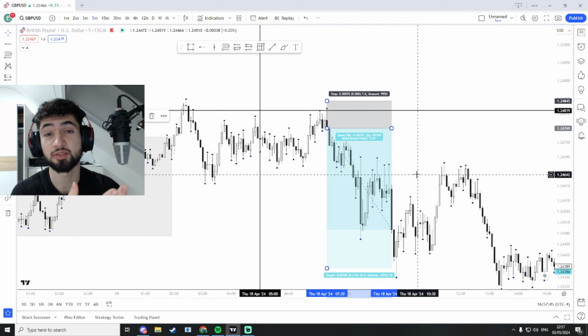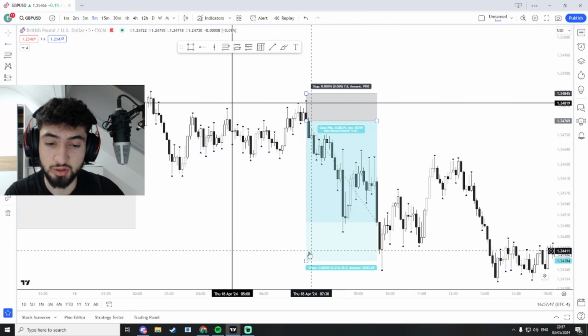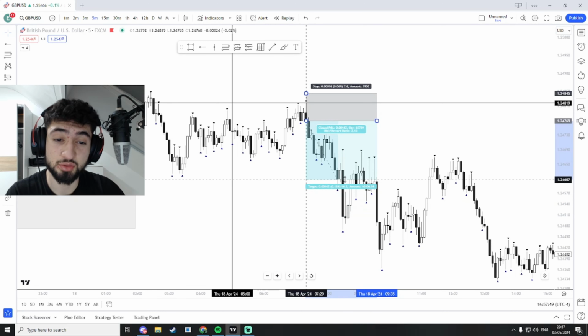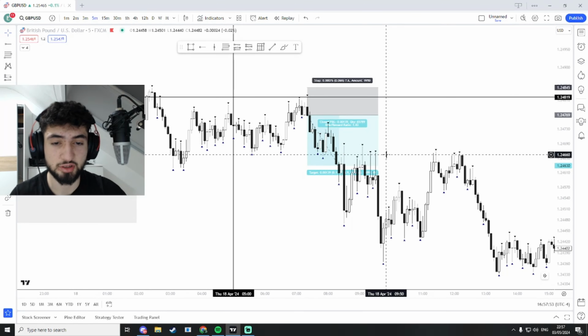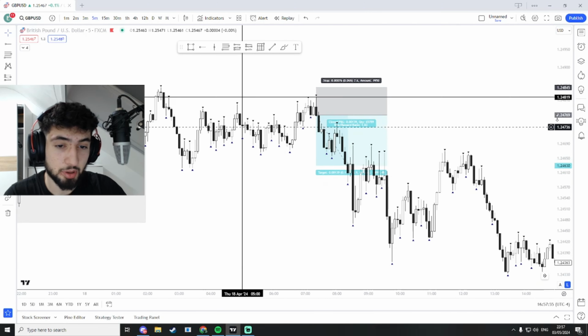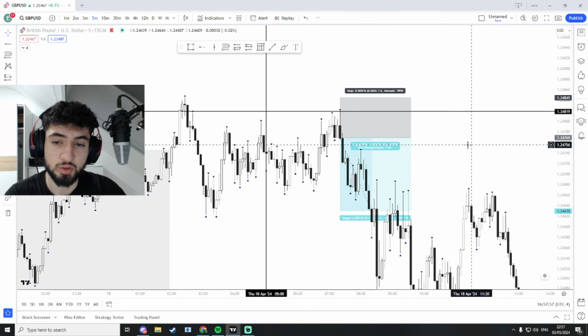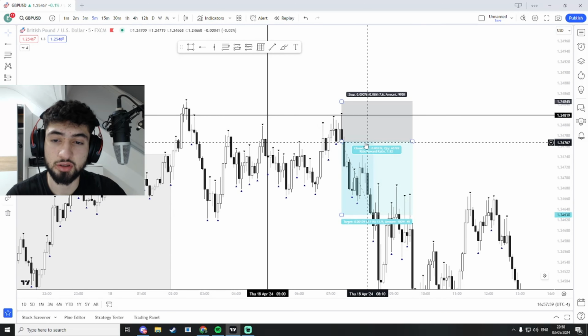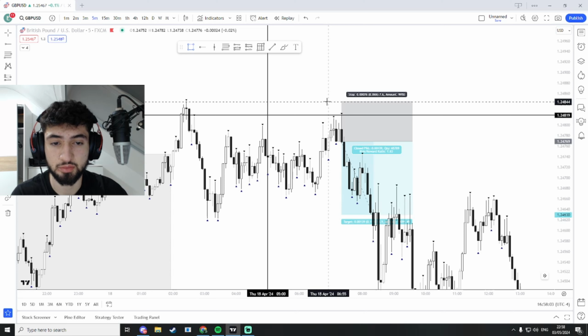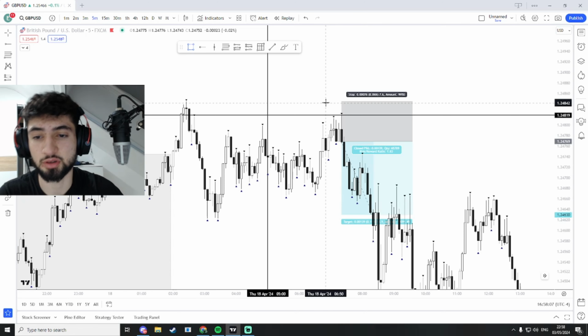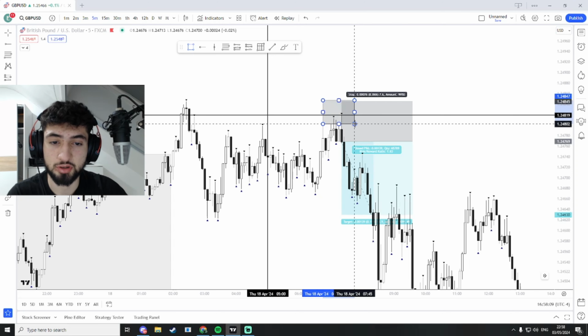I did not take 5R, I'll be honest. I took almost 2 because there was news about 40 minutes after the trade, so I didn't want to be in. But one thing you need to know is that when you take a trade, you want to mark out a zone. This zone contains your sweep and your break. So I will put a box here, for example.